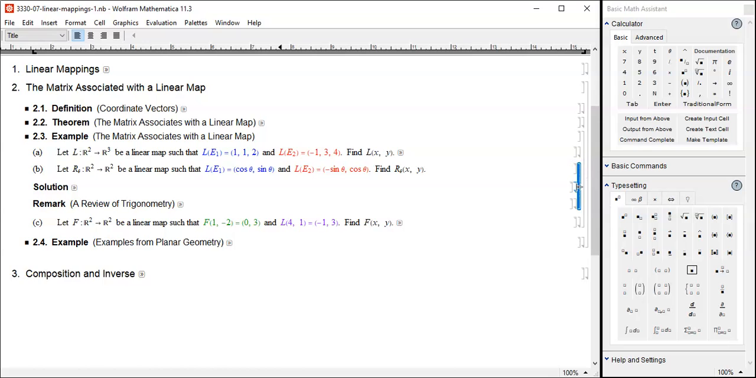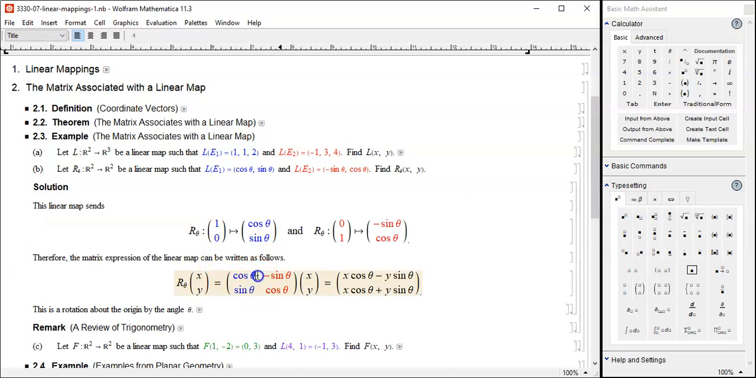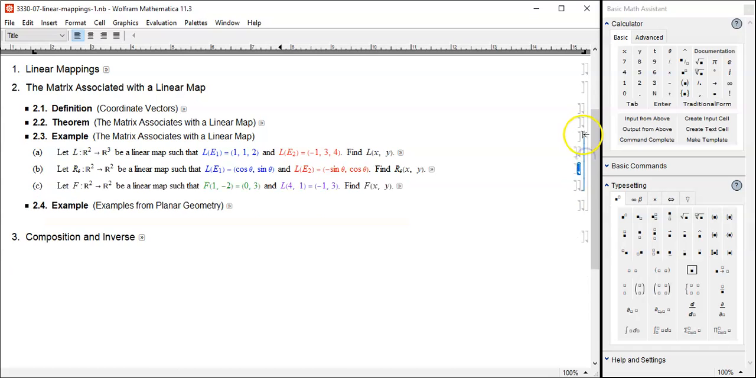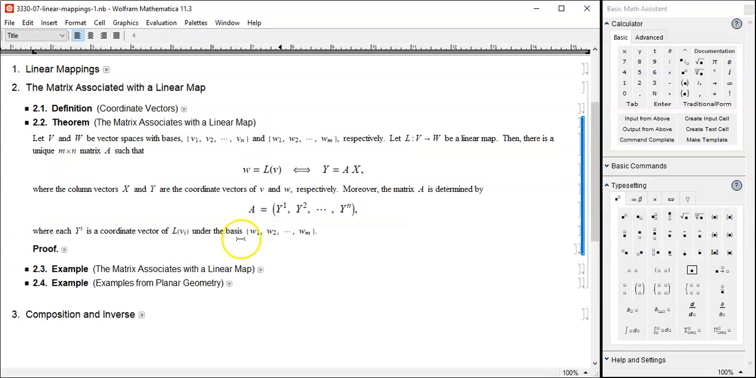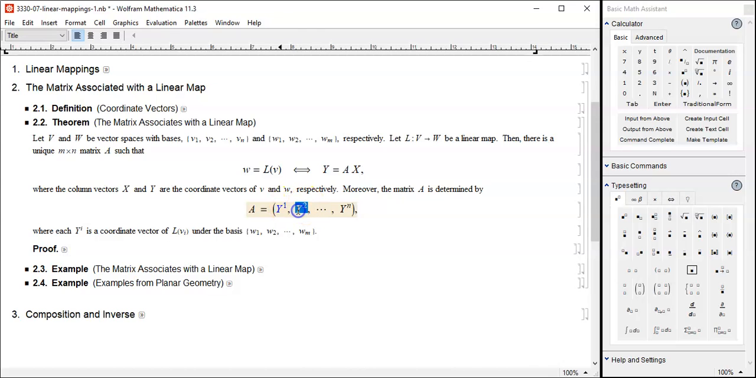Here's another example. E1 is going to cosine, comma, sine, and E2 is going to negative sine, cosine. We have column and then column. In general, we have this kind of expression. First column, second column, dot, dot, dot, in the end, the last column, like this.